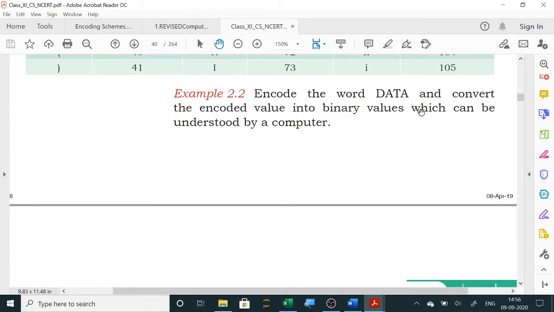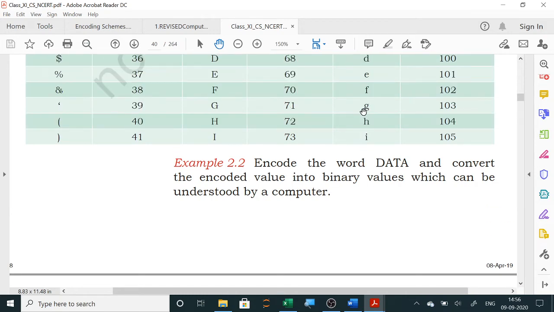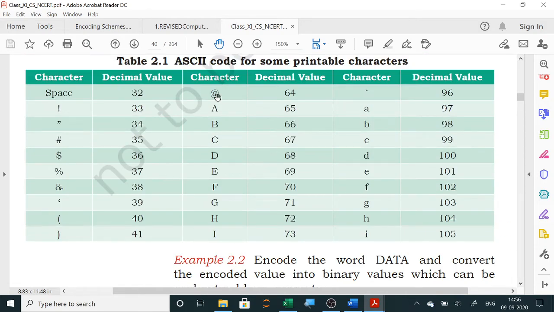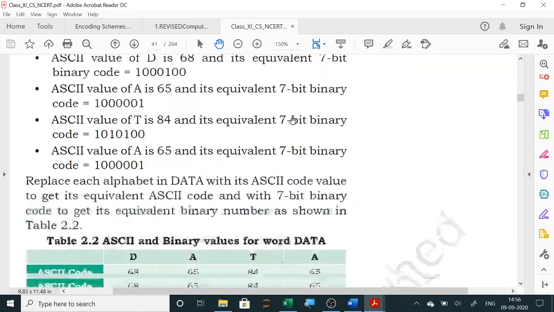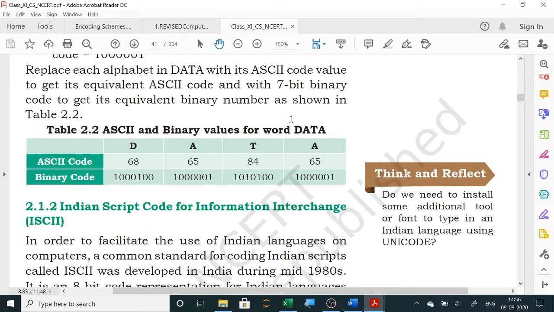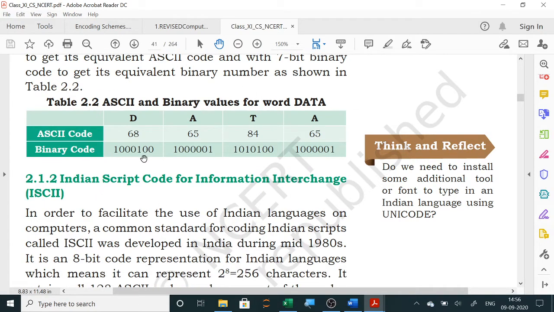So if you are asked to encode the word DATA, you can see here D is 68, A is 65, T has its own value, again A is 65. So here you can see how to decode it. D is 68, A is 65, T is 84, and A is 65. So this is your ASCII conversion. Internally it is functioning like this. Now here you can see the 7-bit binary codes of all the ASCII codes.